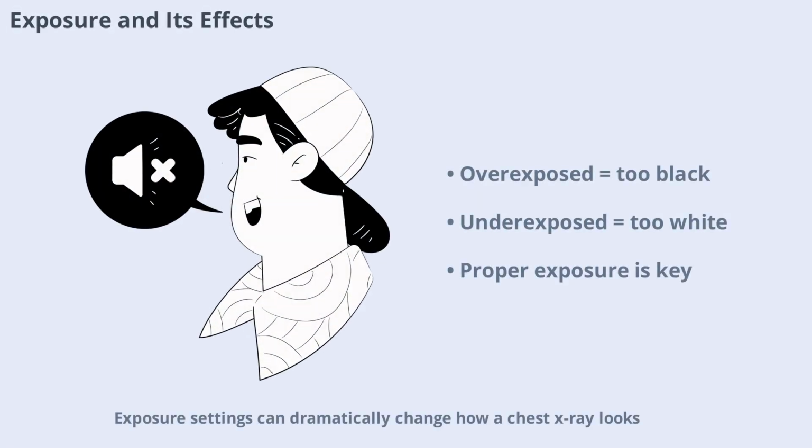Exposure settings can dramatically change how a chest X-ray looks. An overexposed film absorbs more X-rays, making the image more radiolucent or blacker than normal. Underexposed films absorb fewer X-rays, so they appear more radio-opaque or whiter. Proper exposure is crucial for accurate interpretation. If the exposure is off, subtle details may be missed or misinterpreted. Always check the exposure before drawing conclusions from an X-ray.